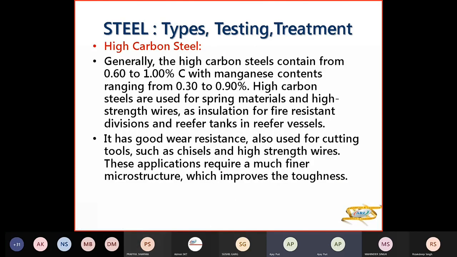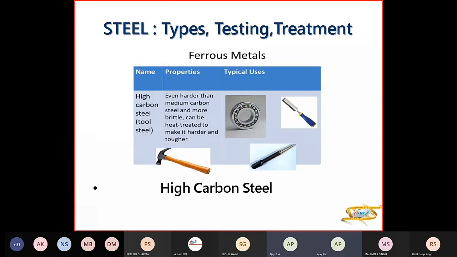Now we come to high carbon steel. So this is your high carbon steel. The carbon content is high, so it is hard. So you have ball bearings, chisels, punches, hammer, all made of high carbon steel because they have to be hard. If you just hit a hammer, you can't just get it bent. This has to bend the other thing. So this is hard.